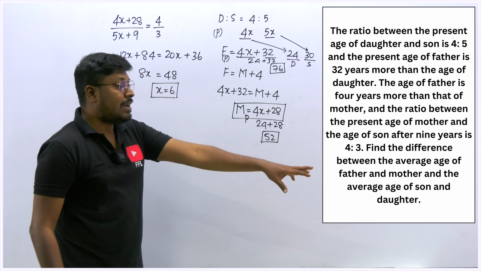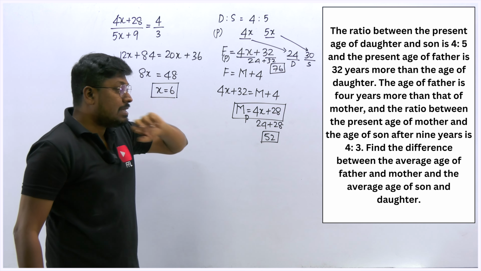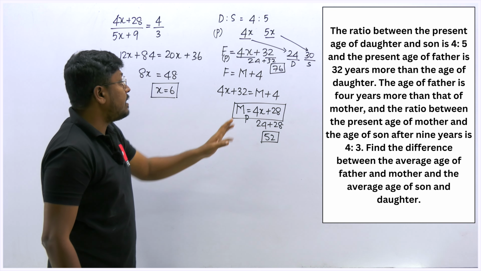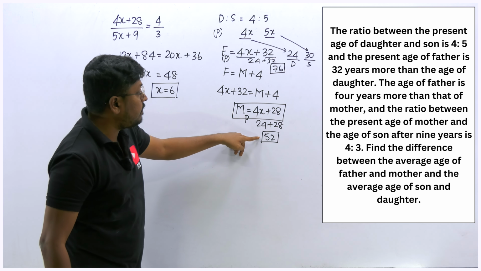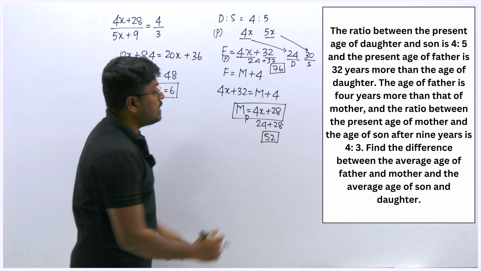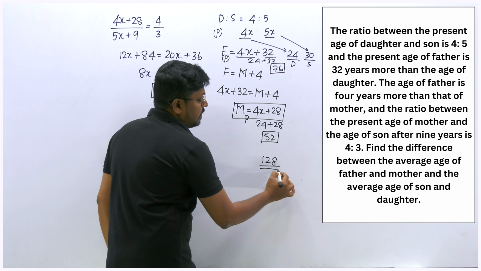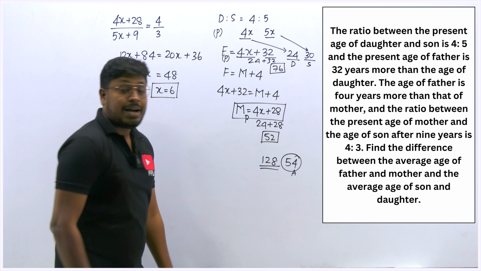So now what is our target? Our target is to find the average present age of the father and the mother. So the father and mother's average present age is 76 plus 52. So 6 plus 2 will be 8. So this will be 128, which is 54, right? So 54 will be the average age of the father and the mother.